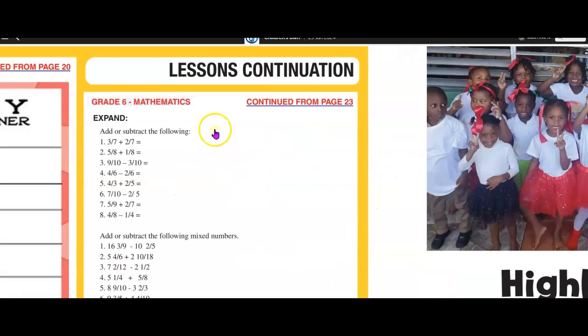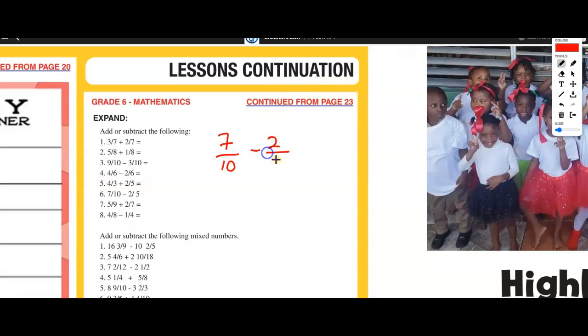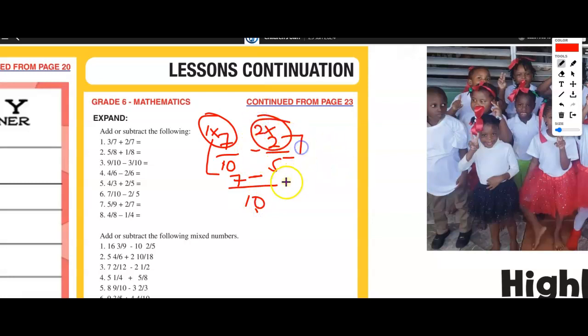let's see, 7 tenths minus 2 fifths. LCM here being 10. So 10 into 10, 1. 1 times this 7 would give us back 7 here, minus, keep the operation, 5 into 10, 2. Use that 2 to multiply the 2 there, and that would give us 4. And then 4 from the 7 would leave us with 3 tenths. Can't reduce any further, so 3 tenths is our answer there.